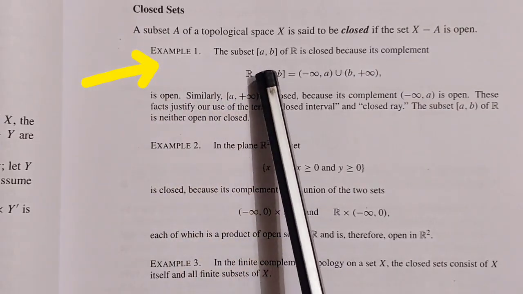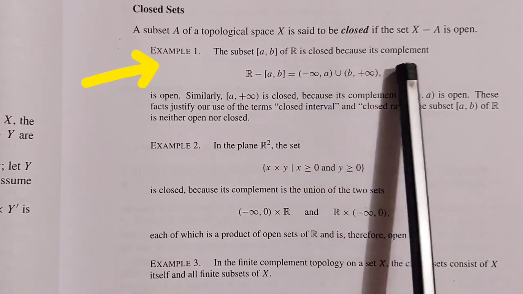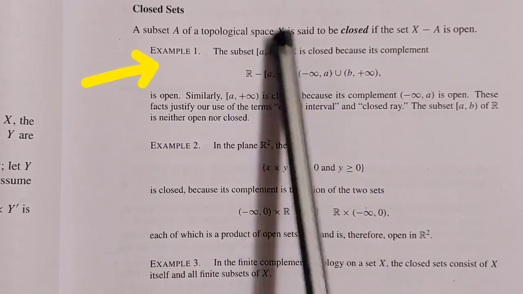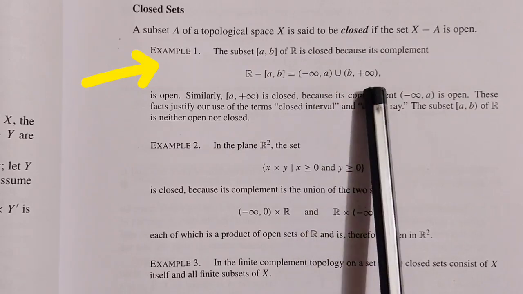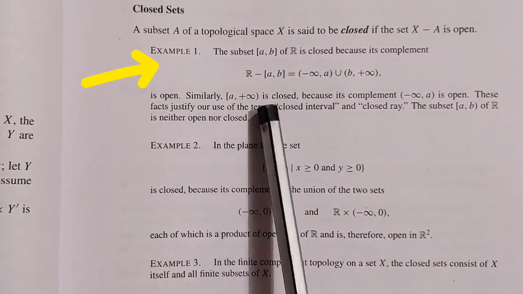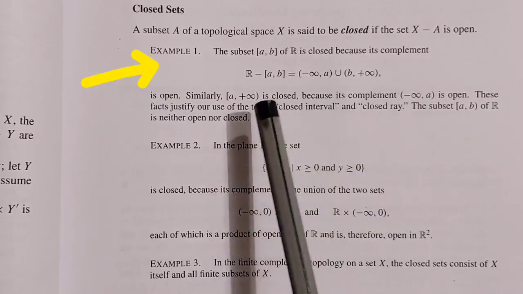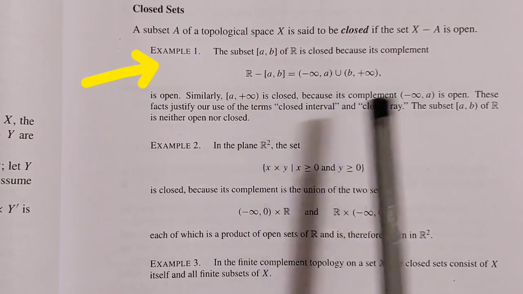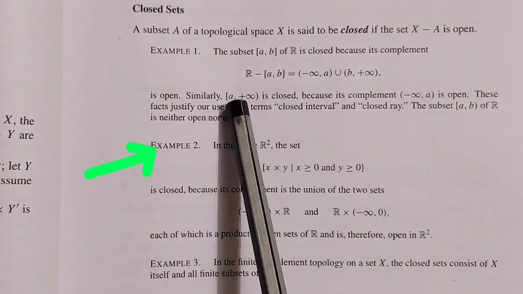So we can easily verify that the subset [a, b] of R is closed, because if you take the complement of [a, b], it will be like this, and here it is open, so the union is also open. Similarly, [a, +infinity) is closed because if you want to say something is closed, you have to take its complement and check whether it is open or not. So this is open, hence it is closed.